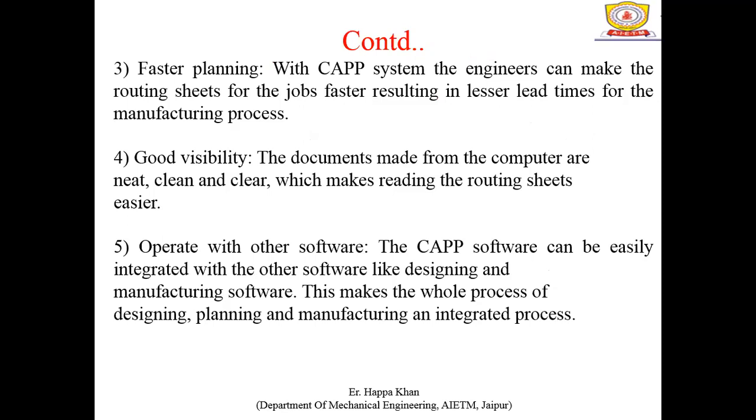The fourth benefit of CAPP is good visibility. The process plan you get is neat and clean. But if it is done manually, then the manufacturing engineer has to write the process plan, and it will be difficult for operators and workers to understand, because it depends on the handwriting of the manufacturing engineer.